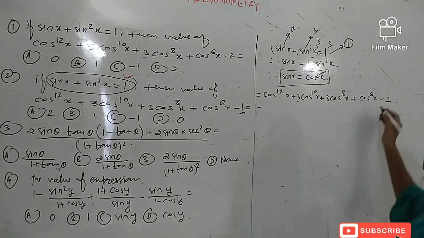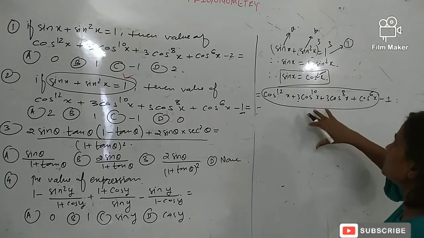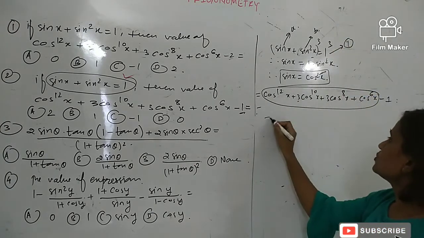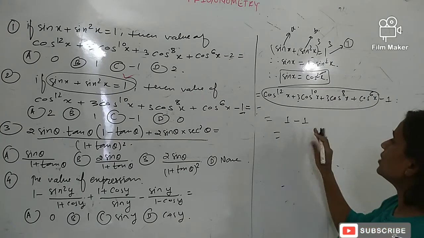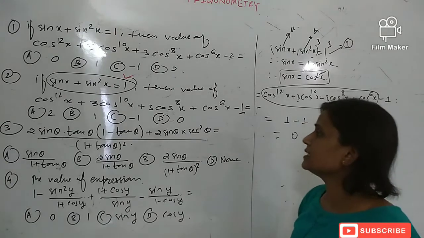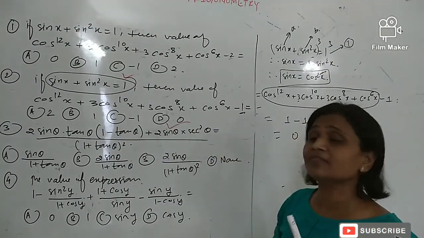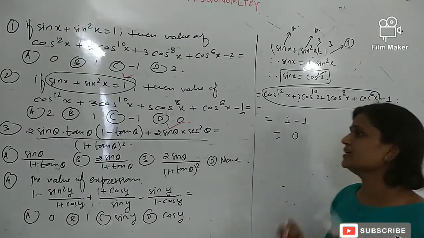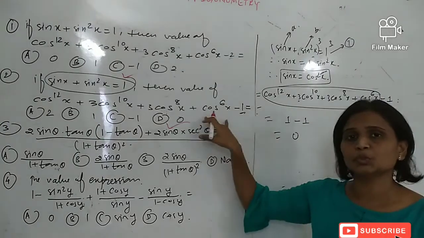When you simplify all these terms, this expression has the value 1. So this value is 1 and this is also 1. So 1 minus 1 is 0. So here the correct option is 0. Please refer to and understand question number 1, and then you can easily understand and get the solution of this question number 2.